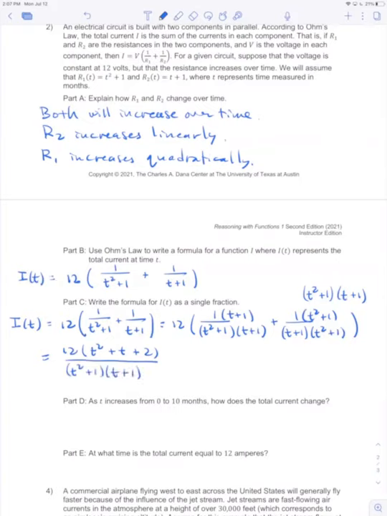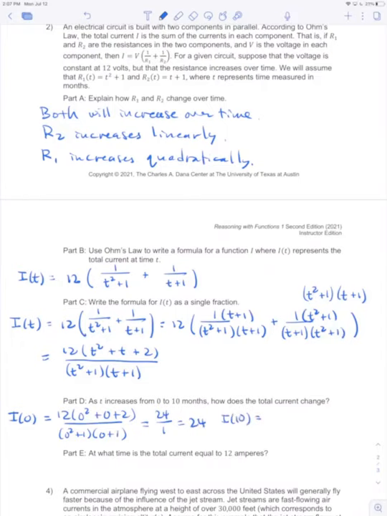Part D, as t increases from 0 to 10 months, how does the total current change? Well, let's just plug these numbers in. If we plugged in a 0 everywhere we saw a t, we get 0 squared plus 0 plus 2. This one ends up being 2 times 12 is 24 over 1, which we'll just write as 24. So that's 24 amps.